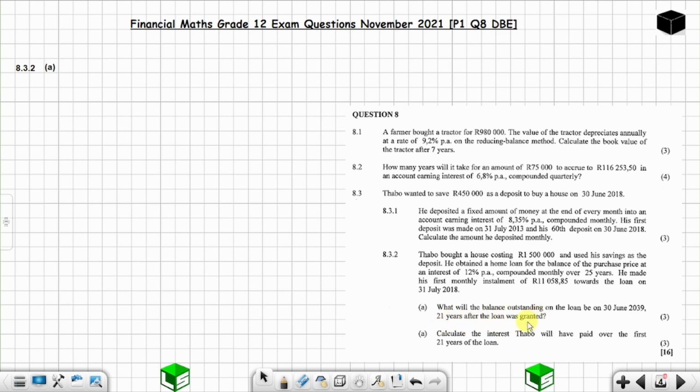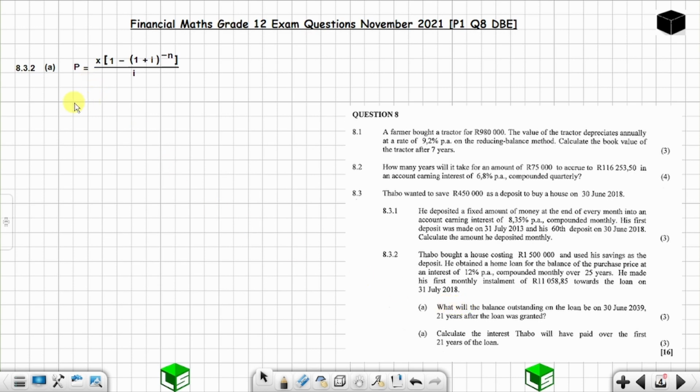Okay, what will be the outstanding balance 21 years after? We are left with 4 years to reach 25. So the balance outstanding on the loan will be calculated over a period of 4 years. So we are talking about the loan. We are going to use this formula. I hope you know that.